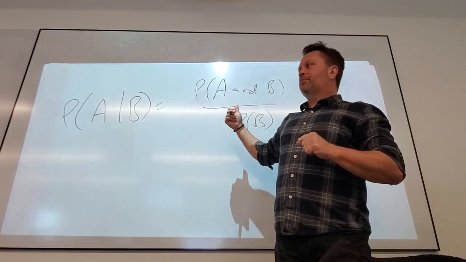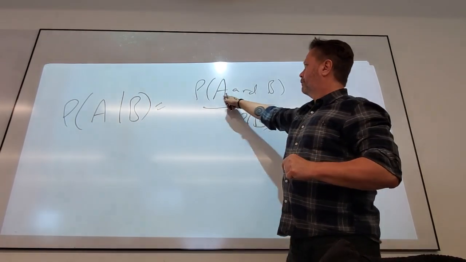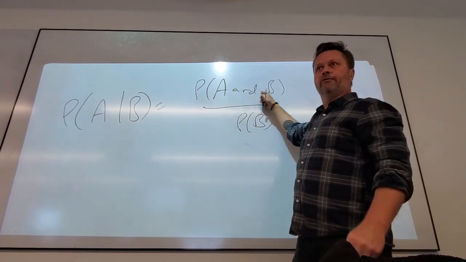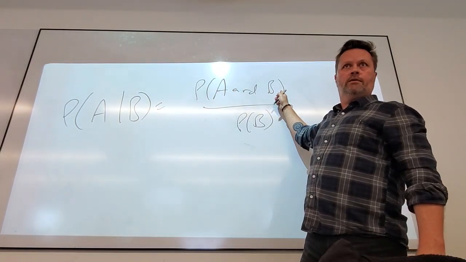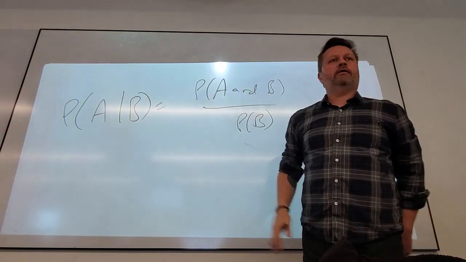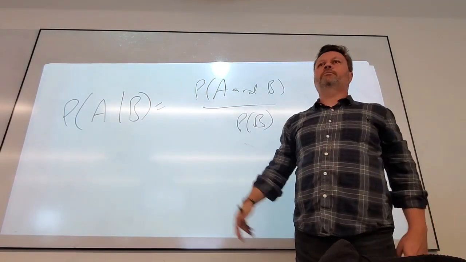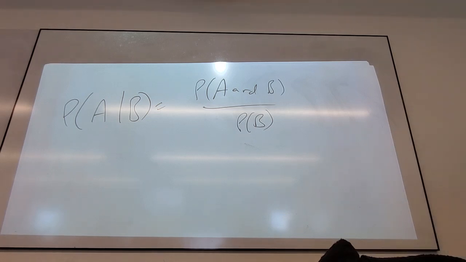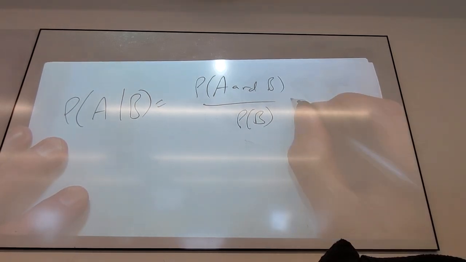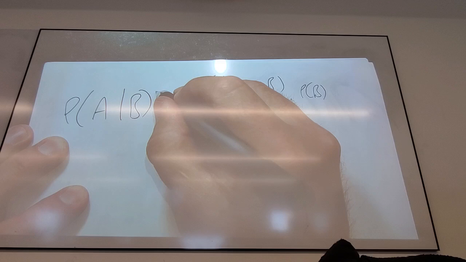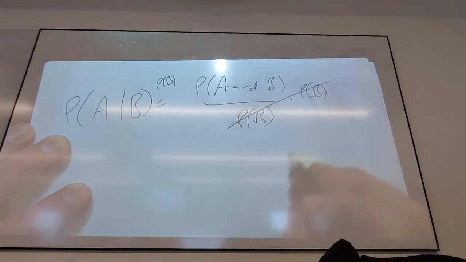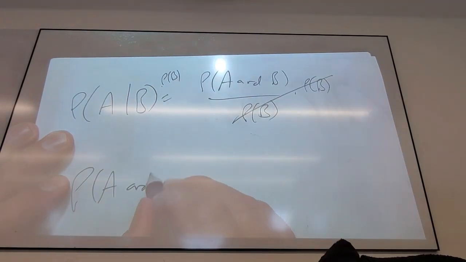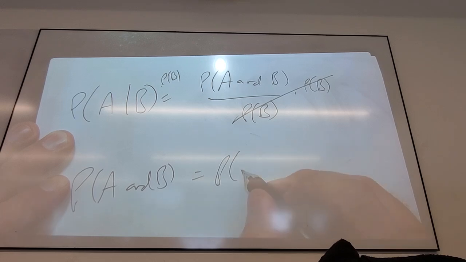How do I algebraically solve this for what I want? Don't I want a formula for the probability of A and B? So if I just solve for it, I got it. How do I solve for probability of A and B? Multiply by probability of B. So I get probability of A and B equals probability of A given B times probability of B.